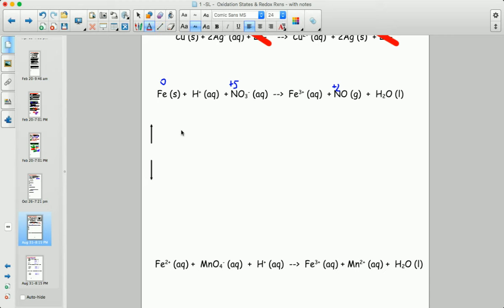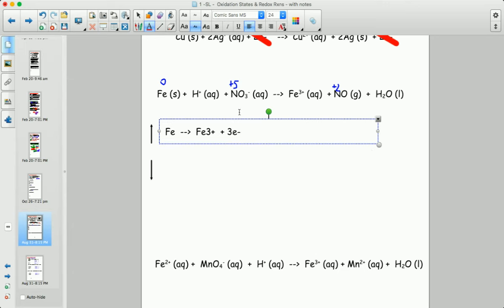So I'm going to write out my oxidation half equation. It would start with Fe going to Fe3+. And now to make it balanced for charge and to show the oxidation, I'm going to put those 3 electrons on the right-hand side.